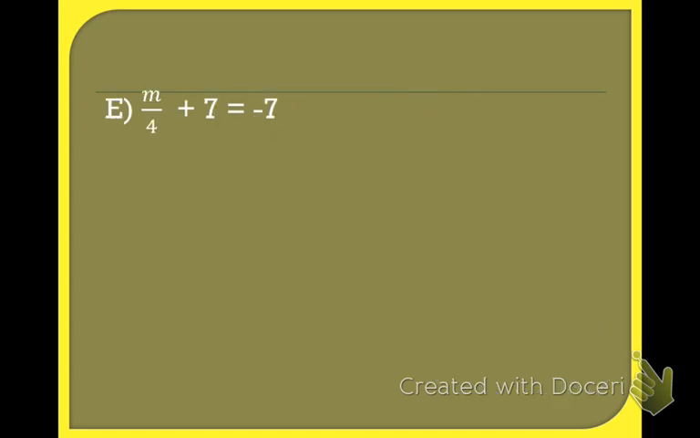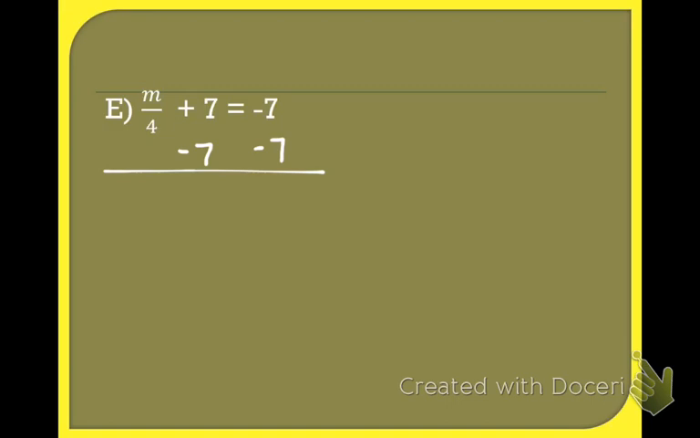It's harder. Go ahead and write this problem down for me. M over 4 plus 7 equals negative 7. What do I have to do first? Add and subtract or multiply, divide? Add and subtract, okay? So I am going to be subtracting what number? Negative 7. Remember, to be fair, what you do to the left side, you do to the right side. What happens to plus 7 and minus 7?